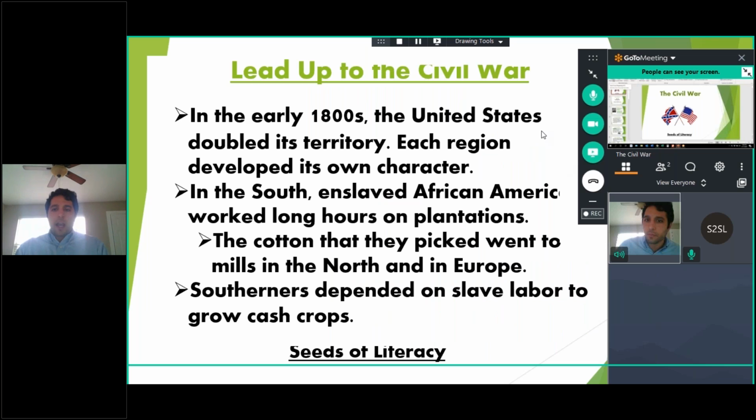I was giving you some of this backdrop at the beginning. The United States is pushing into new territory, and each region of the United States is developing its own character. In the South, there are enslaved African Americans working long hours on plantations, basically making money for a small group of rich Southerners.